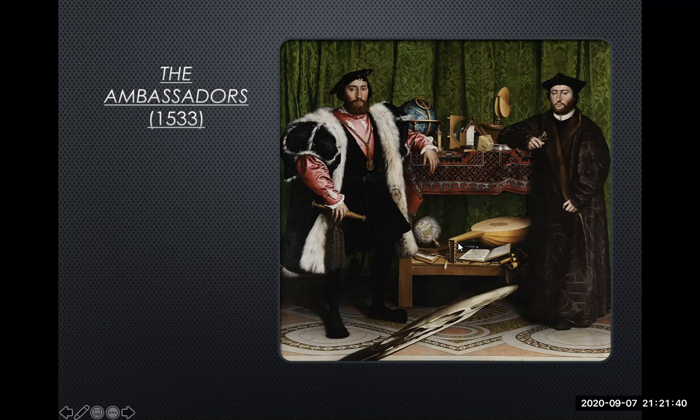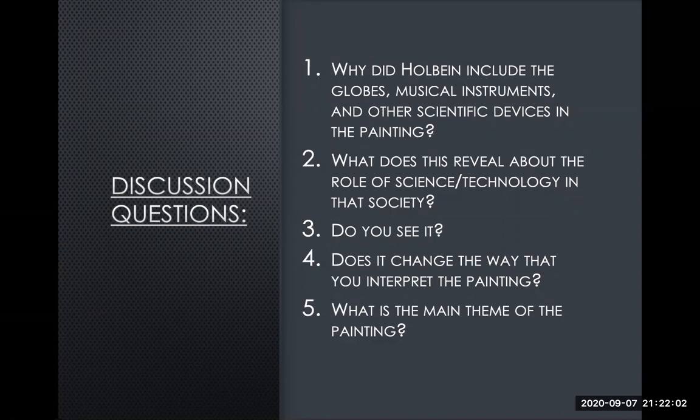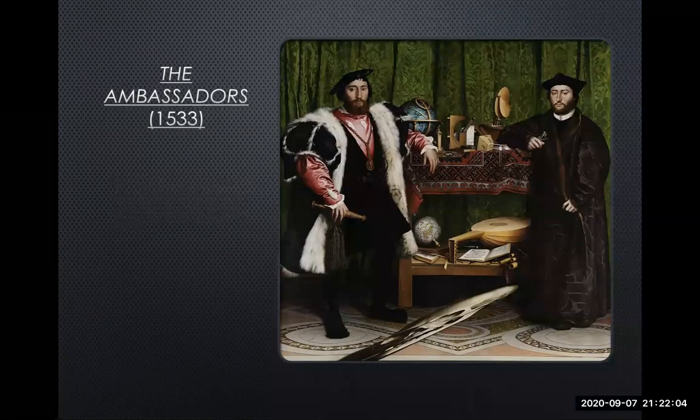Musical instruments, you see musical instruments here in this book as well. But this combination of different elements is what makes one a high class, high status individual during this period. Okay, so some discussion questions for you all. First, why did Holbein include globes, musical instruments, and other scientific devices in the painting? You can see them here.